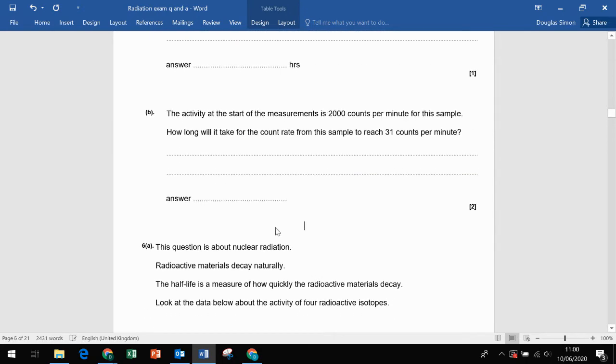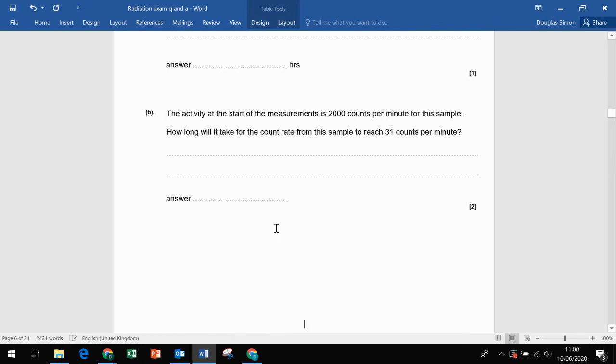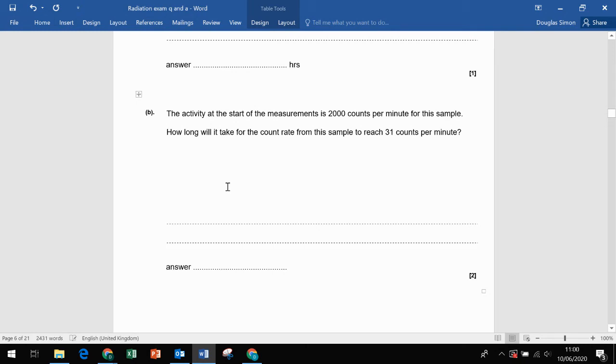The activity at the start of the measurement is 2000 counts per minute for this sample. How long will it take for the count rate from the sample to reach 31 counts per minute? So 2000 at the start. After one half-life, it will go to 1000. After 2, it will go to 500. After 3, 250. 125. and then it will go to 62.5, and then it will go to 31.